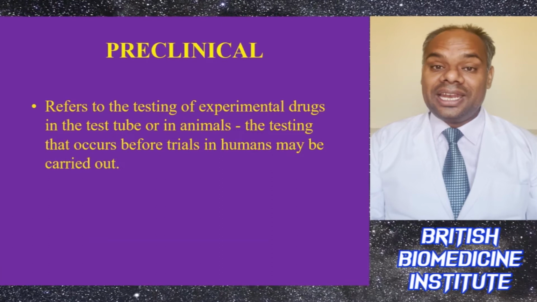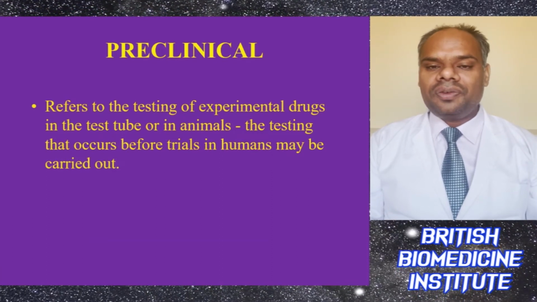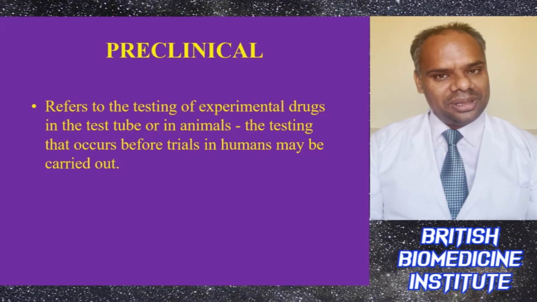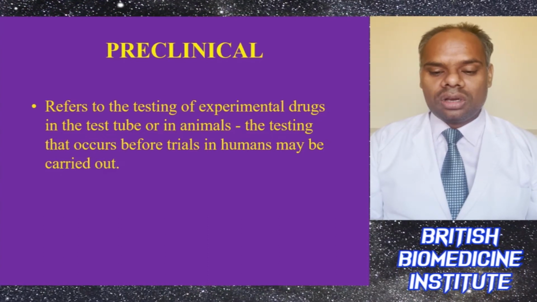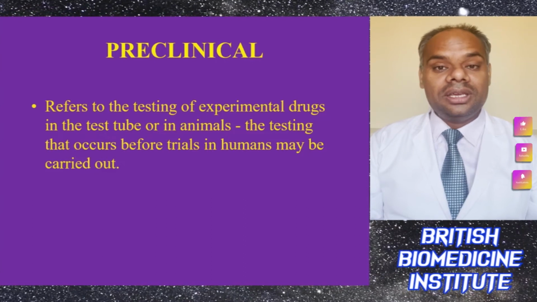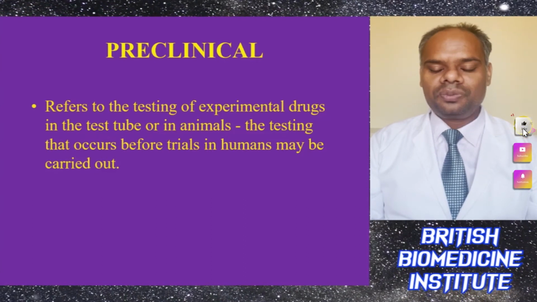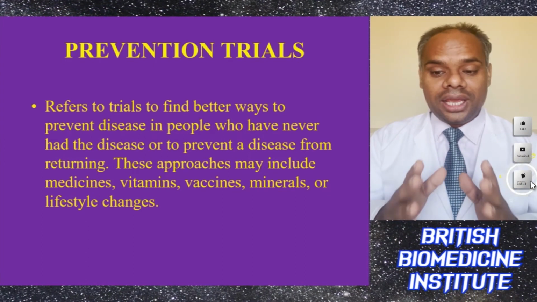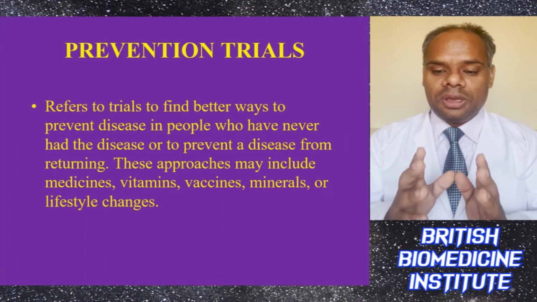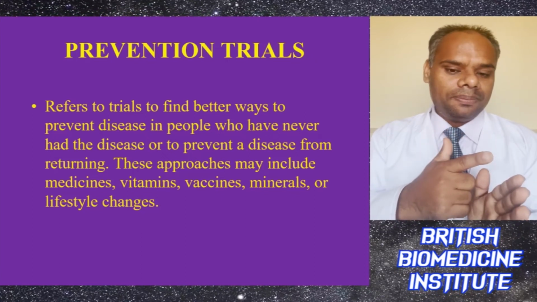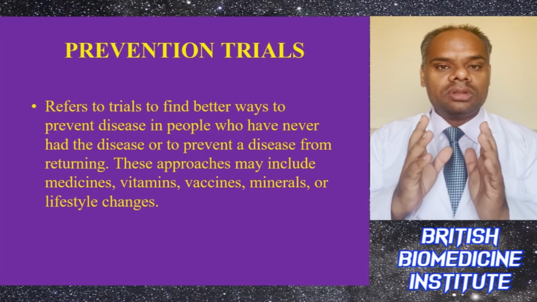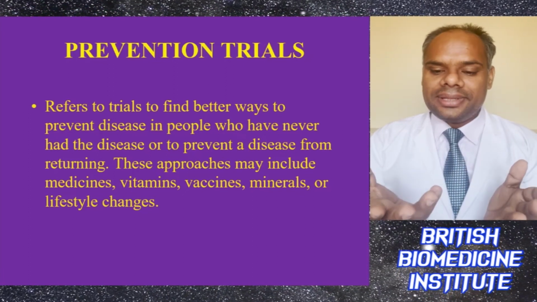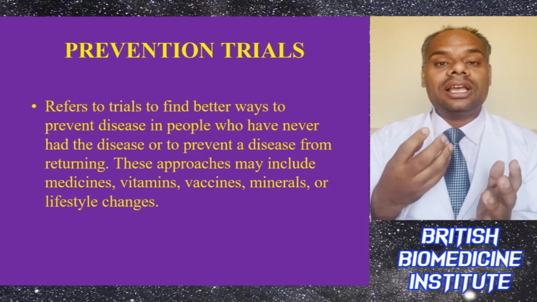Preclinical, or we can say animal study, refers to the testing of experimental drugs in a test tube or in animals. The testing occurs before trials in humans may be carried out. Prevention trial basically refers to a trial to find a better way to prevent a disease in people who have never had a disease, or to prevent a disease from returning. These approaches may include medicines, vitamins, vaccines, minerals, or lifestyle changes.